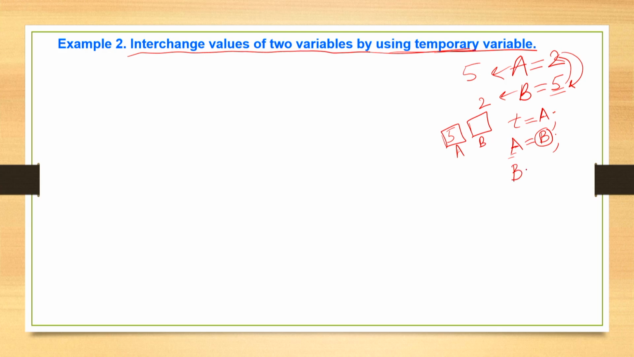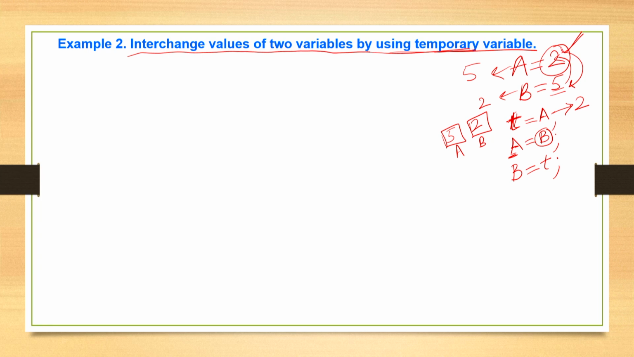Then obviously I have to take the value that was in A, that should be here. So I cannot write B is equal to A over here, because then it becomes 5. What I want to have is this 2 over here. Since T stores the value which was in A, it stores 2. So here I will write B is equal to T, and the value that gets stored in B is 2. So this is the logic which does the swapping of two variables.